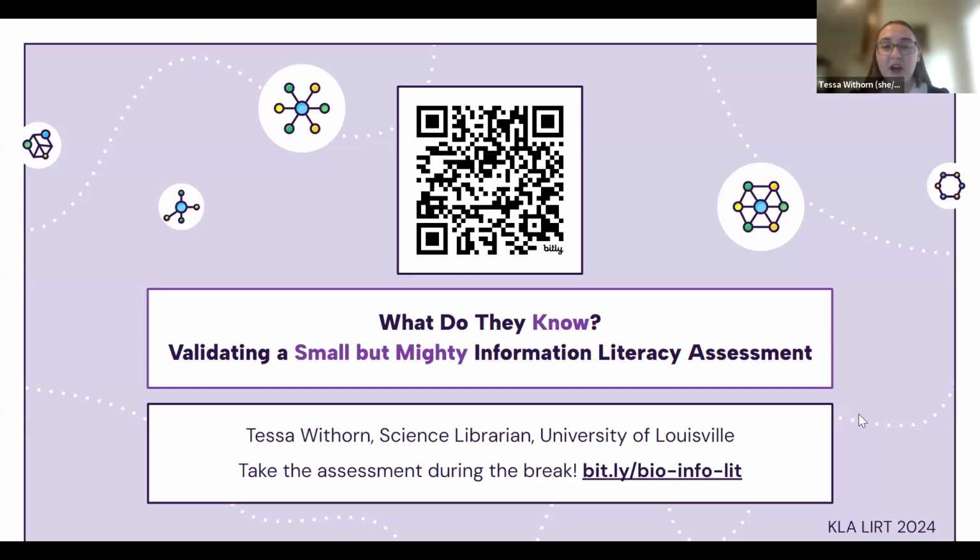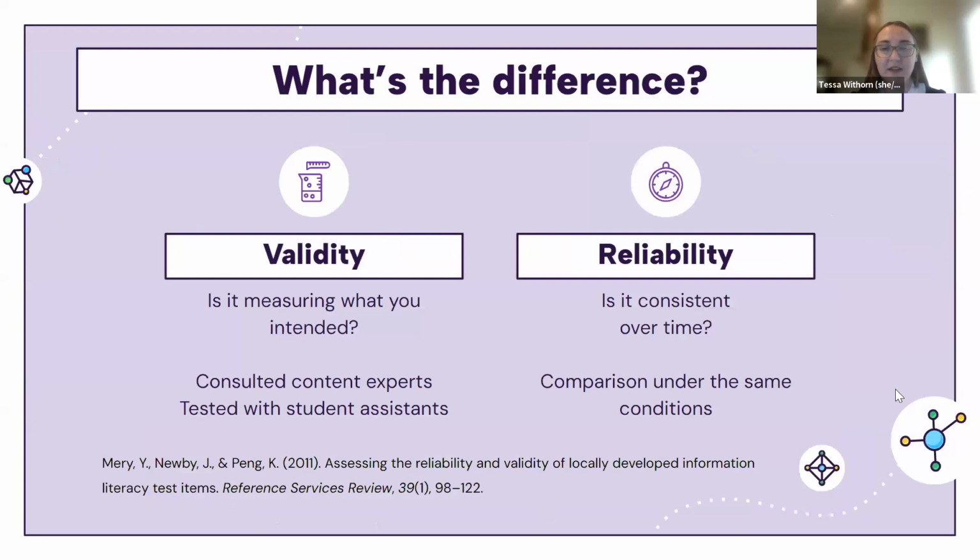So today I'm going to be talking, as I mentioned, about validity. So I'm just going to clarify the difference between validity and reliability. These terms are often talked about together, but they do mean different things. So it's helpful to remember that validity is whether you're measuring what you intended, whereas reliability is whether that measurement is consistent over time.